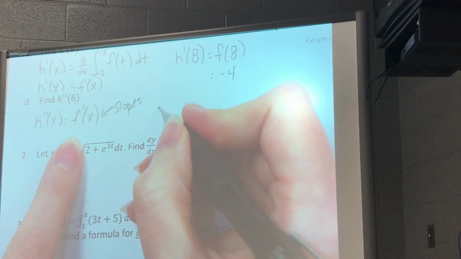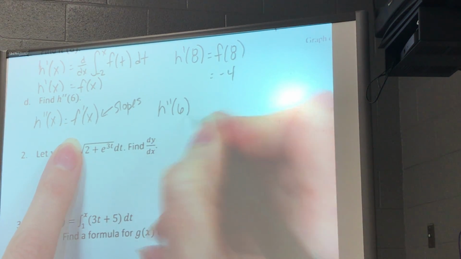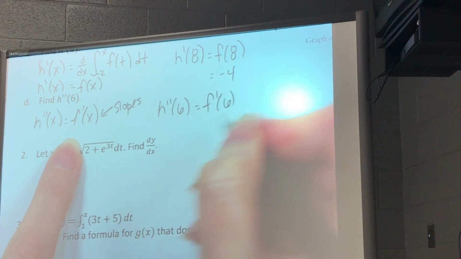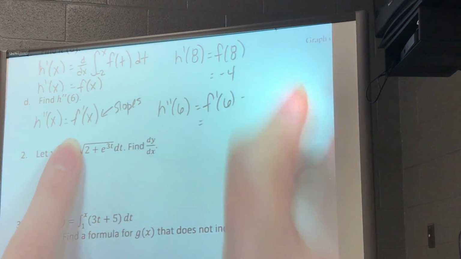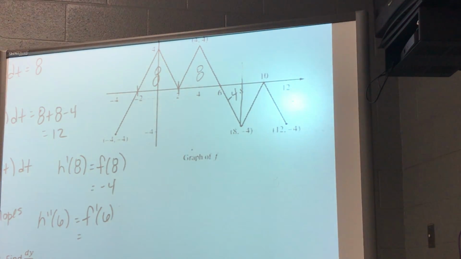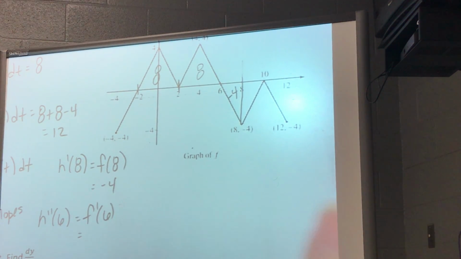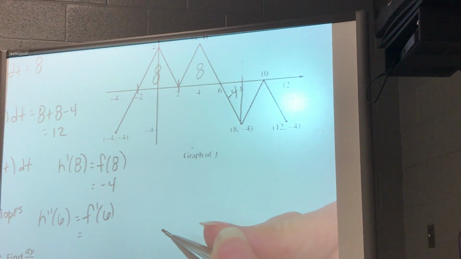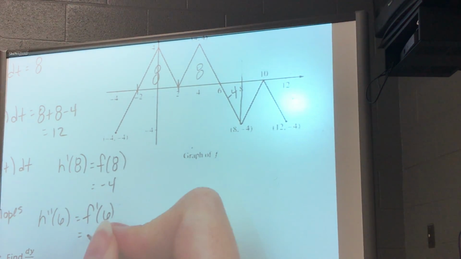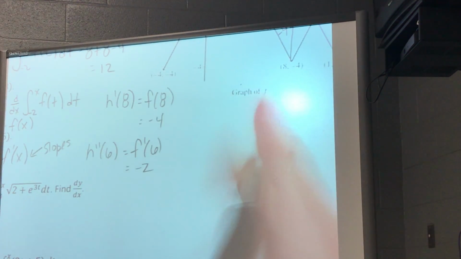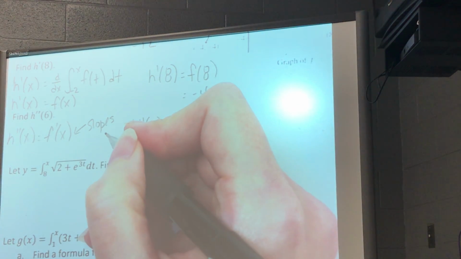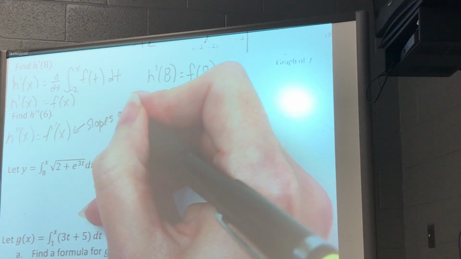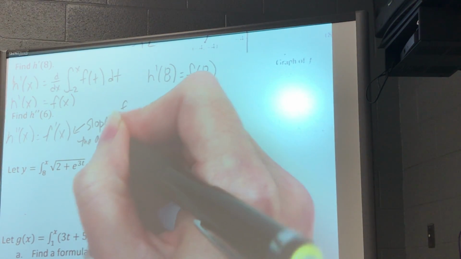Alright, so if we're doing h double prime of 6, we're doing f prime of 6, which is really the slope of the graph when x is 6. What do y'all think? Hard negative, but negative 2. I'm going to be a little more specific right here where I wrote slopes. It's technically slopes of the graph of f.